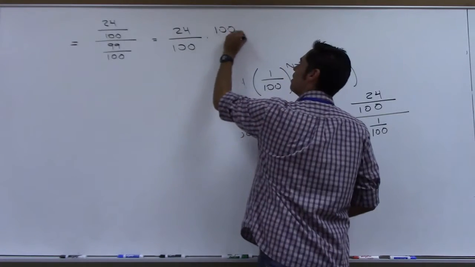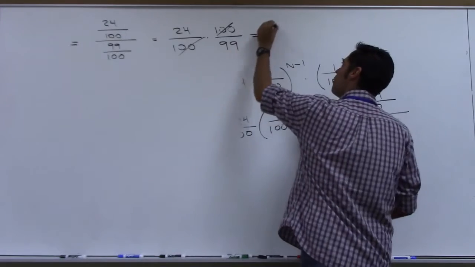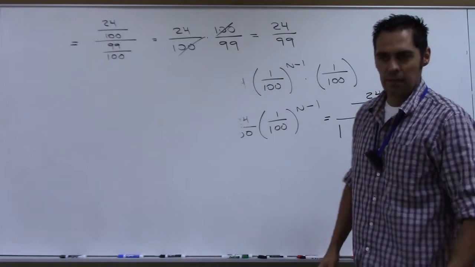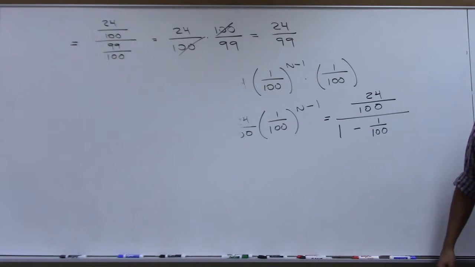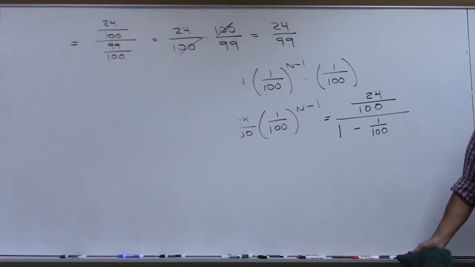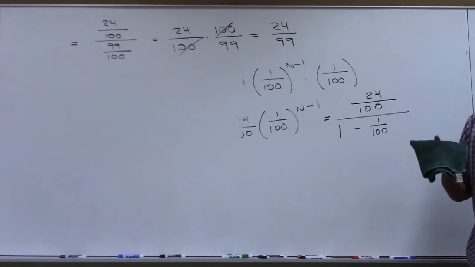This is just arithmetic, right? Flipping, canceling. 24 over 99. Type it into your calculator. Don't you get 0.24242424? And so something actually pretty ridiculous is happening.